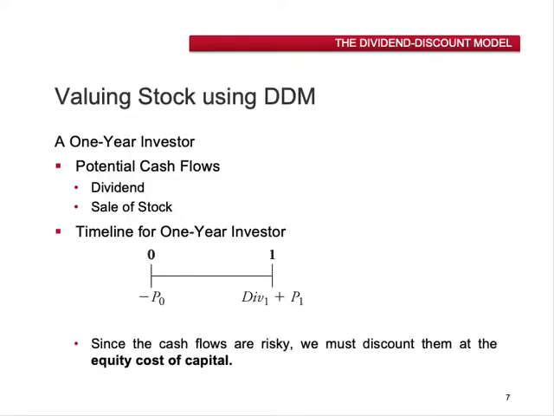In this slide, I'm going to discuss valuing stock using the DDM model. The law of one price states that the value of a stock is equal to the present value of the dividends and future sale price the investor will receive. Because these cash flows are risky, they must be discounted at the equity cost of capital, which is the expected return of other securities available in the market with equivalent risk to the firm's equity.